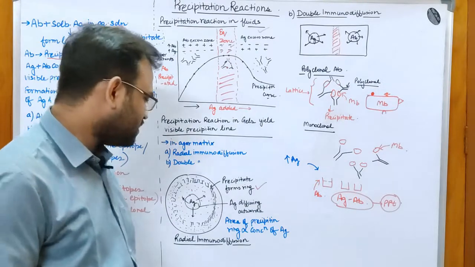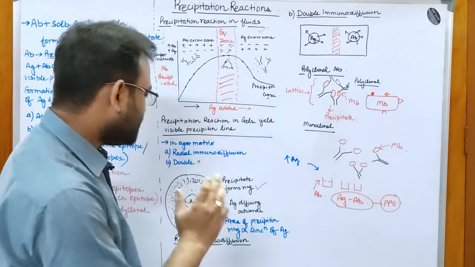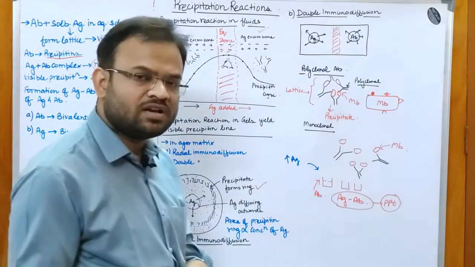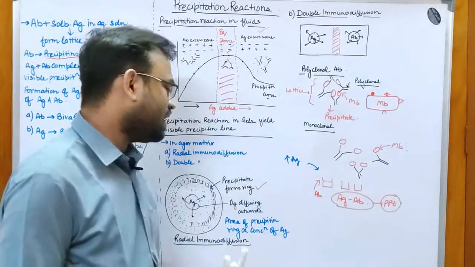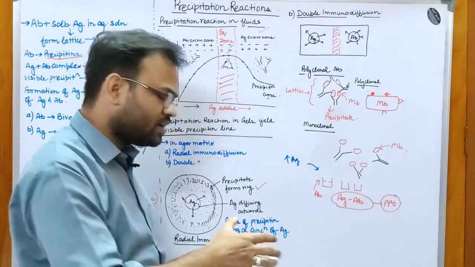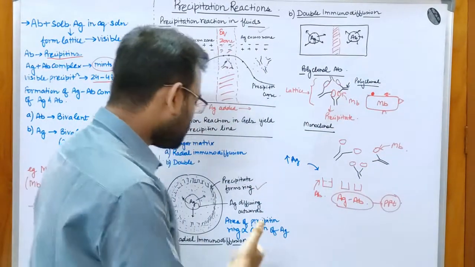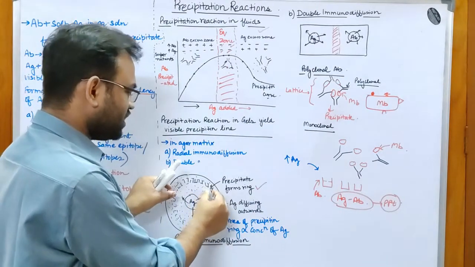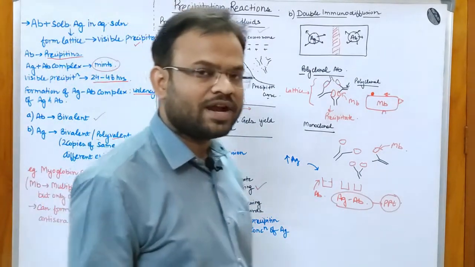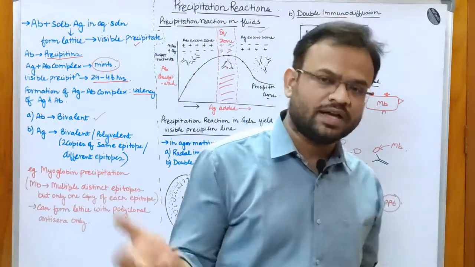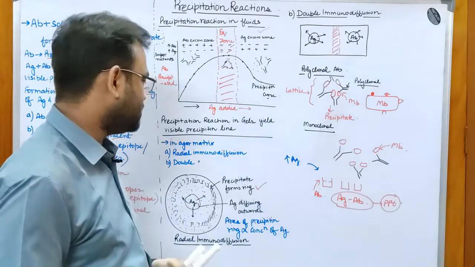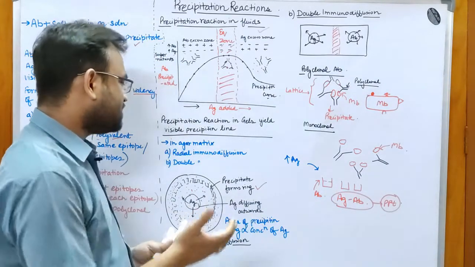And one more important thing that you need to remember is that the area of the precipitin ring is directly proportional to the concentration of the antigen. The more the concentration of the antigen that you have used over here, the higher would be the area of the precipitin ring. It would be greater. The area of the precipitin ring would be higher when you are using a greater concentration of antigen.